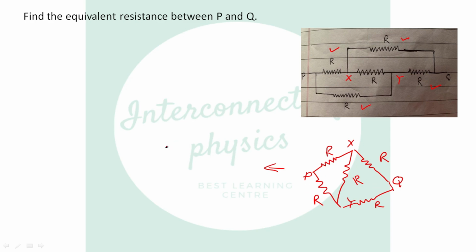So equivalent diagram will be like R, R, R and R. This is point Q, this is point P, because this is a balanced Wheatstone bridge. So potential at X equal to potential at Y. So no current will be flowing through the resistor R, and this resistor can be removed from the diagram.